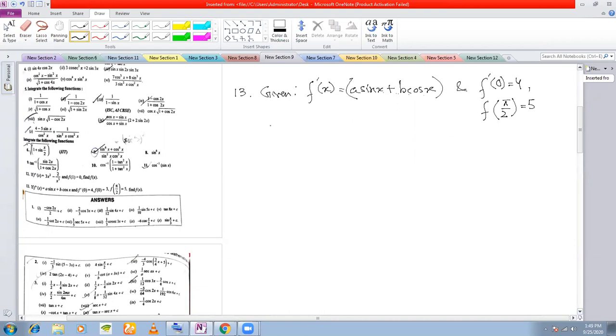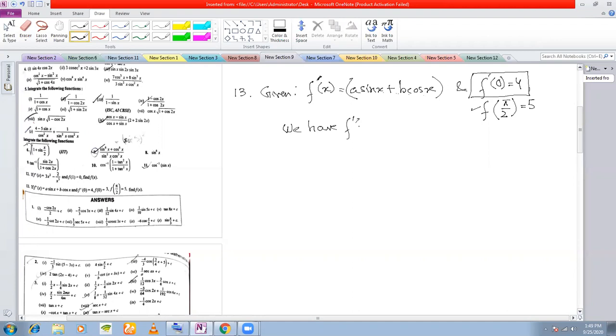So what do we have to do here? See that f dash x is given here. So from f dash x, can we find f? If I integrate both sides, I'll get f, right? But you also see here that f dash 0 is also given. f dash 0 is equal to 4. So we can find out.